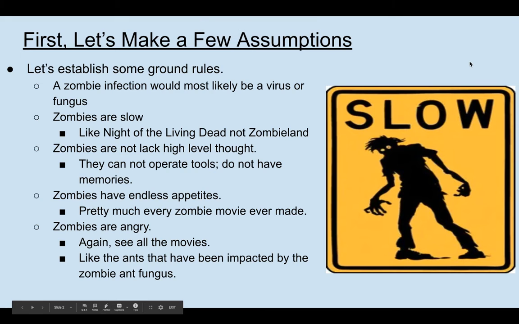All right. So, first, we're going to make a few assumptions and establish ground rules. This zombie infection would come from a virus or a fungus. No zombies coming back from the grave. And so you wouldn't be able to see anyone that was dead. So all of these zombies are slow, like Night of the Living Dead and not Zombieland. These zombies lack high level thoughts, so they can't operate tools and they don't have memories. These zombies have an endless appetite, so they always want to feed. So pretty much every zombie movie ever made. These zombies are all angry. Again, like in all the movies.